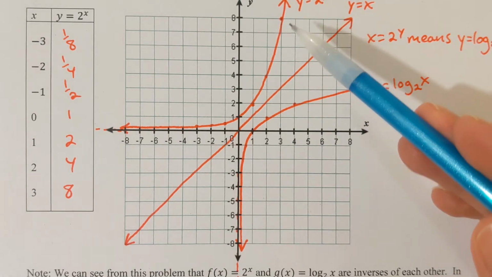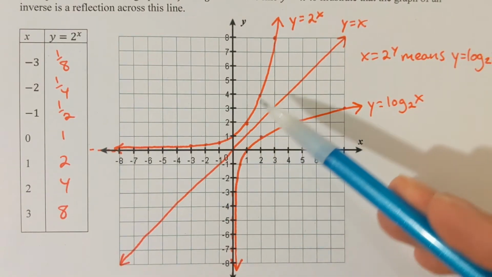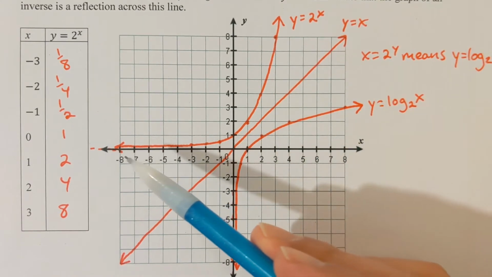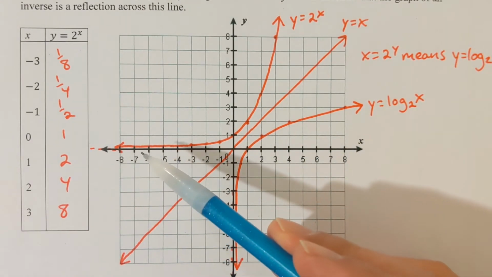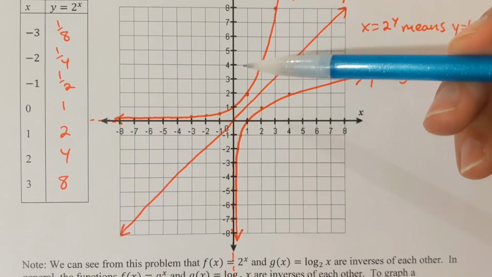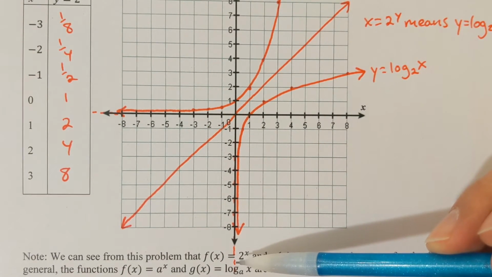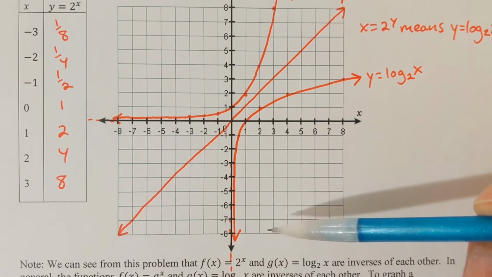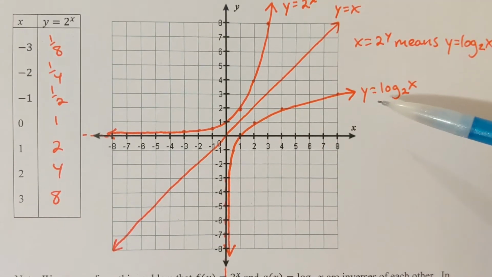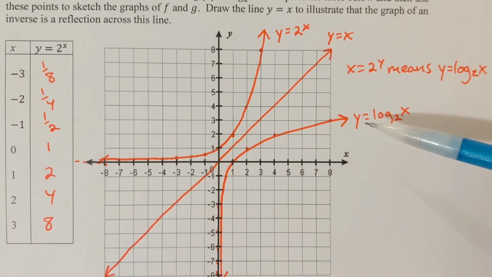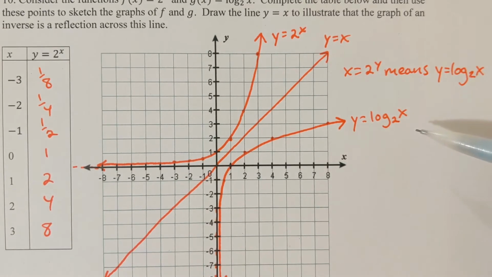Okay, now all these points on the exponential got flipped, and the horizontal asymptote that was on the exponential is now going to turn into a vertical asymptote on our new graph. Now, the new graph is the graph of y equal log base 2 of x. Y equal log base 2 of x is the inverse function of y equal 2 to the x.